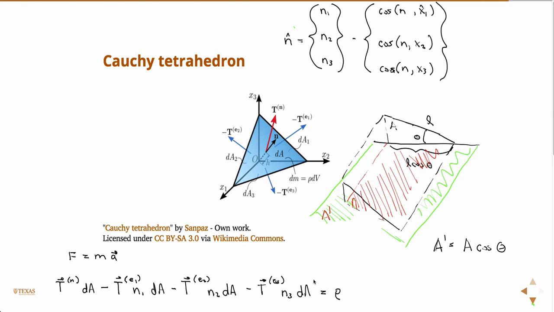So I'm going to have one-third h times the area of the base, which is dA. Density times volume is mass, so that's m. And then a is just a, Newton's second law. Well, one thing we notice right away is that there's a dA in every term, and so they can cancel.